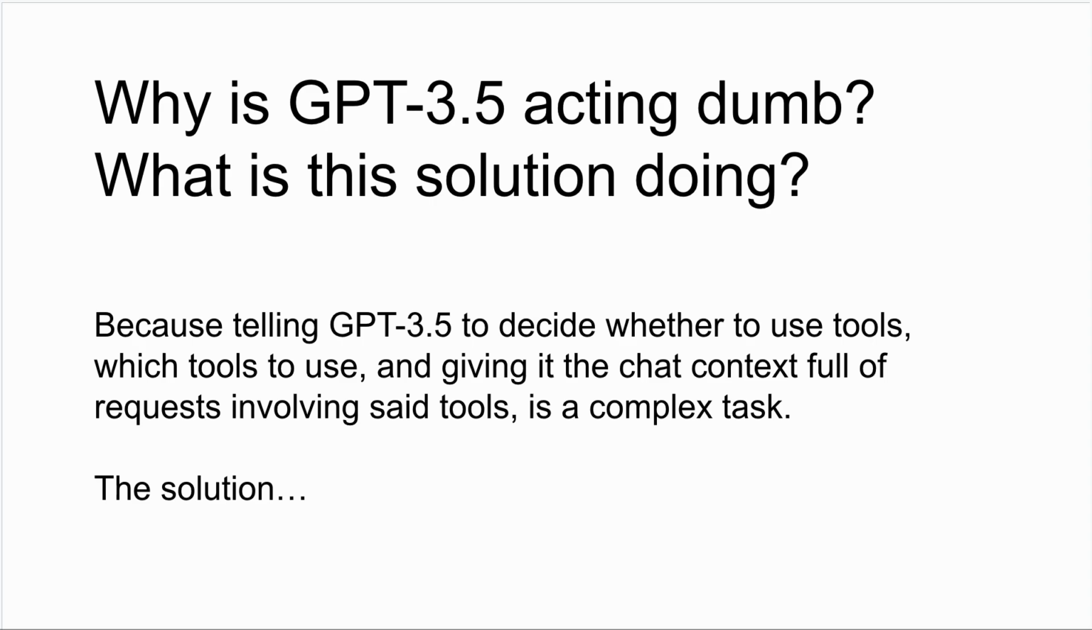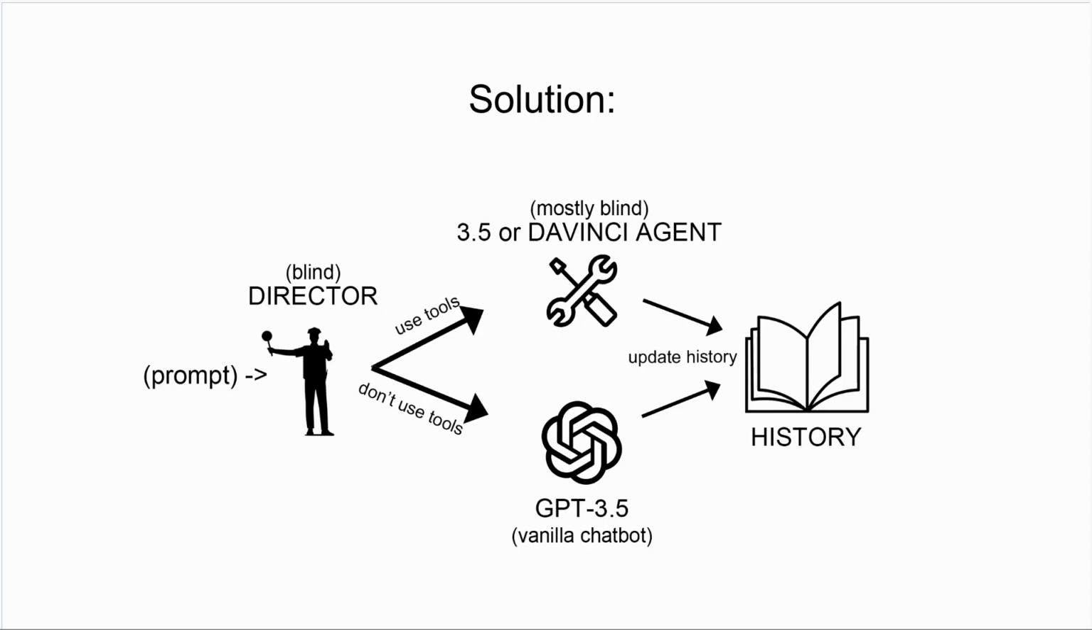So the solution, and I have a diagram here to explain it better, basically compartmentalizes these tool tasks, and it does that with three components. The main component is actually a vanilla chatbot that's not a Langchain agent, and it just has the entire chat history and it acts like normal GPT-3.5.